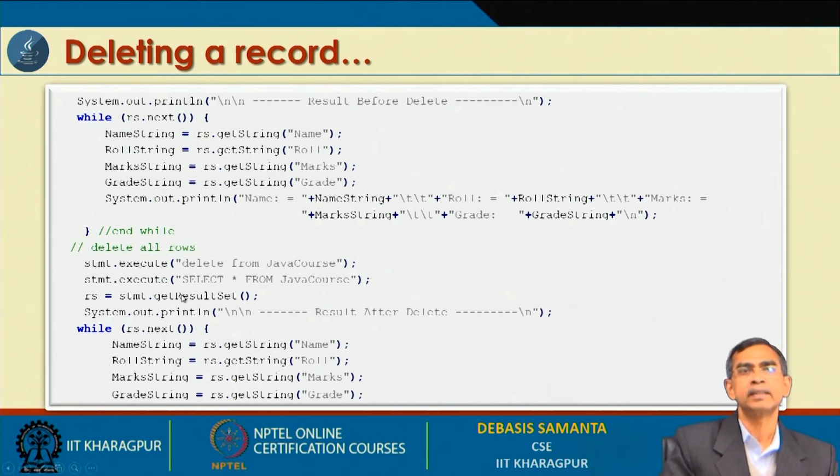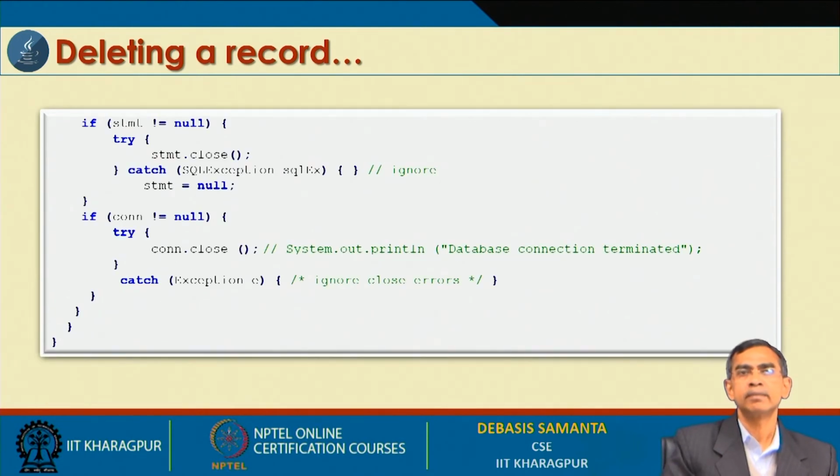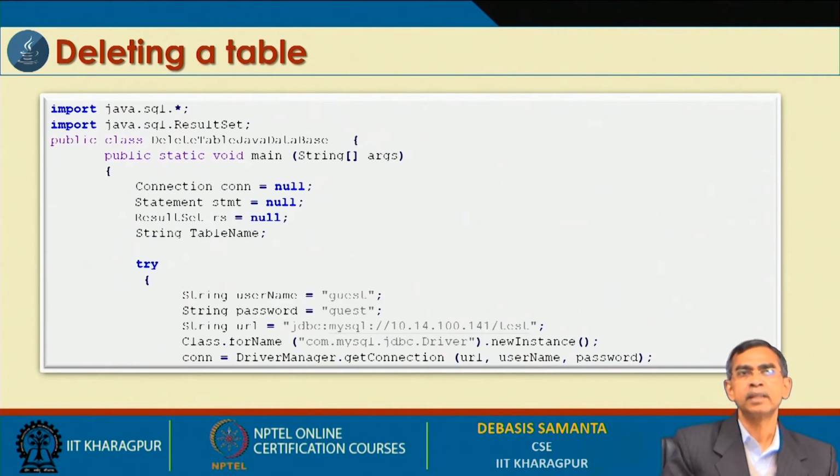Now, after this deletion, if we simply execute this statement to get the other records, and then again process the result the same way one by one, you will see that nothing is there. So, rs.next will return null, and null means it will not execute this statement further, and it will not print anything on the screen. So, this is the delete statement as you have seen.